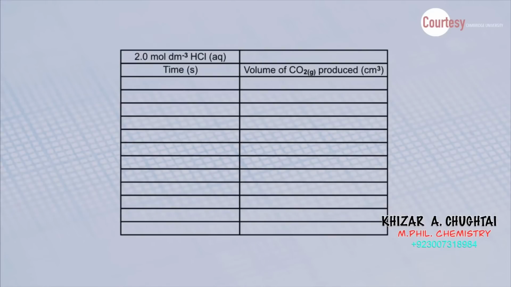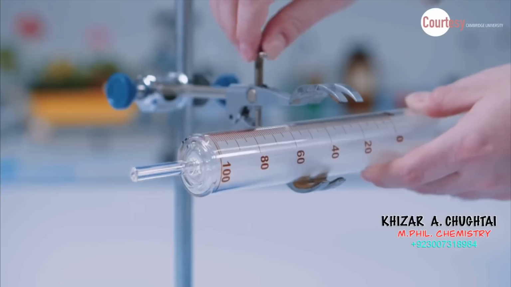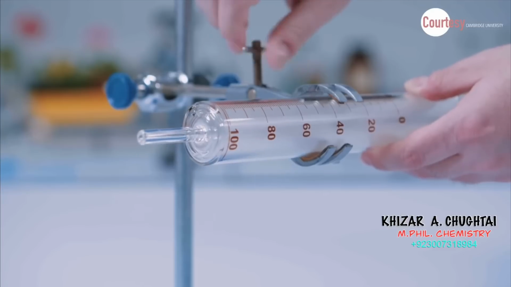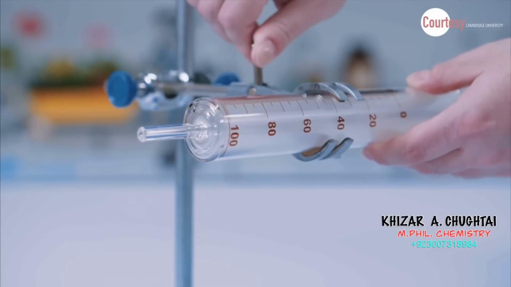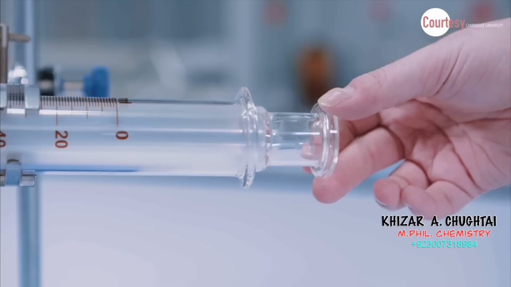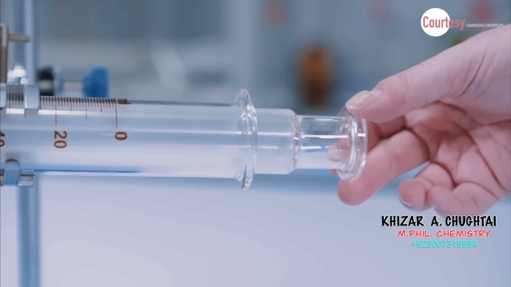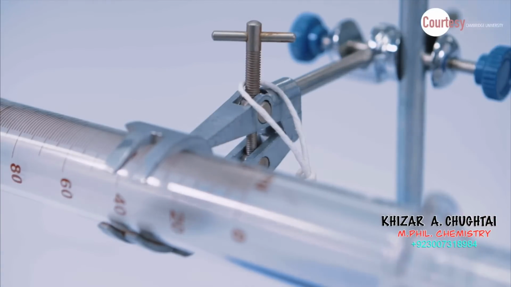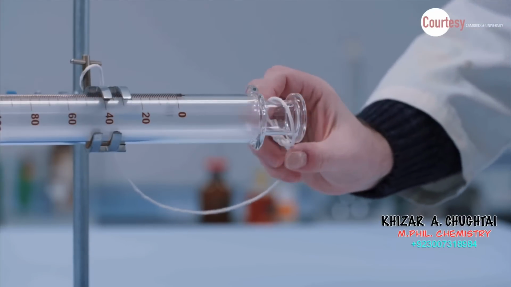For each concentration of hydrochloric acid, construct a table like this one and record your results. The gas syringe is very delicate. It is clamped gently. Check the barrel of the gas syringe. It can move freely. A piece of string is attached to the body of the barrel that prevents the barrel shooting out and breaking.